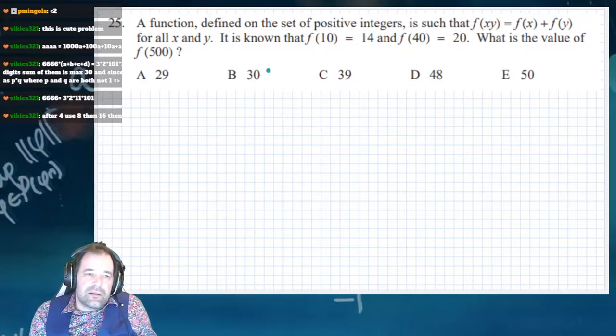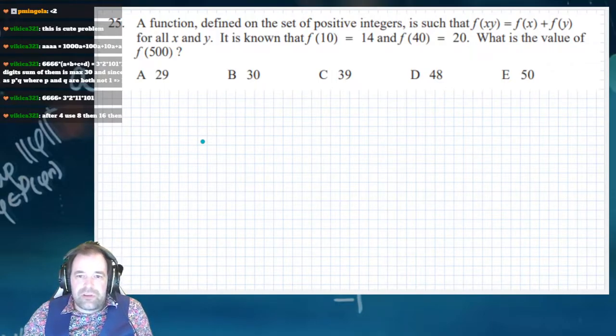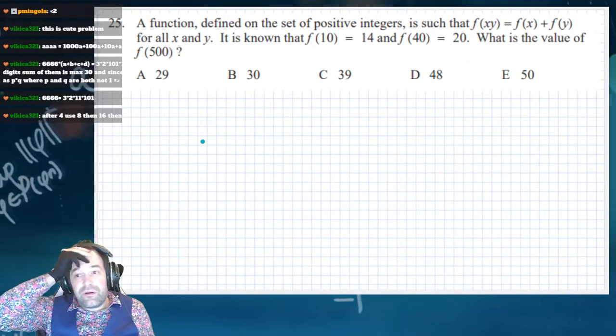Right. How much time have we got left? We have 18 minutes left to do 2 questions. We should be fine. Whether we do the questions or not is another matter. A function defined on the set of positive integers in such a way... I can't believe there's been 2 function questions.